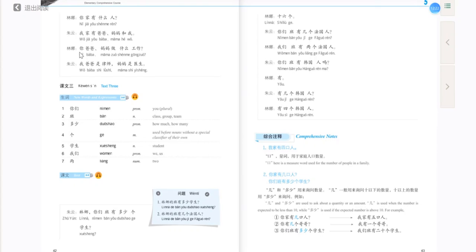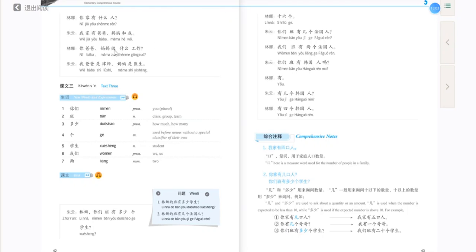And Li Na continued to ask, 你爸爸妈妈做什么工作? So your father, your mother do, right? Your father, mother do what job? Which means, what is your father and mother's job? What does your father and your mother do? Okay, and Zhu Yun answered, 我爸爸是律师，妈妈是医生。My father is lawyer, mother is doctor. Which means my father is a lawyer and my mother is a doctor.